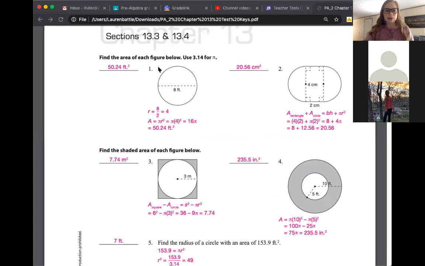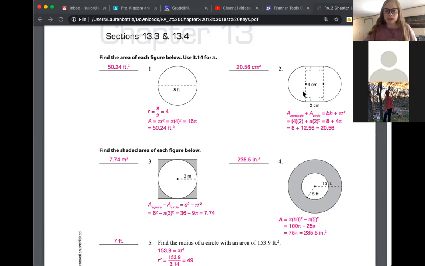You're finding the area. So number 1 is pretty simple. Area of a circle is pi r squared. They give you the diameter, so the radius is half of that. Number 2, they give you 2 semicircles and a rectangle. Well, the area of a rectangle is length times width, or base times height, 4 times 2.